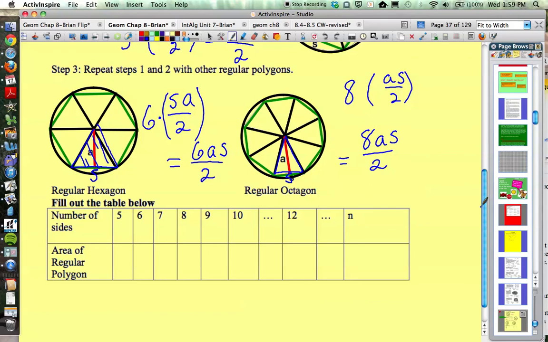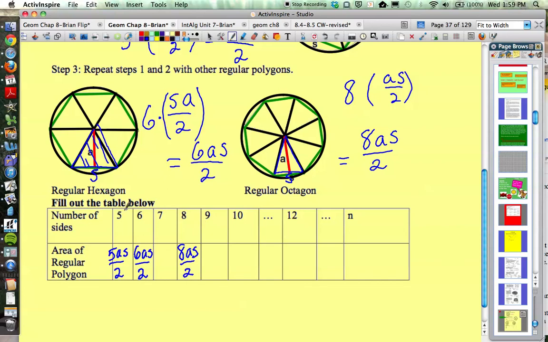Okay, so now let's just see if we can generalize this to an overall formula for any regular polygon. We looked at a pentagon, a hexagon, and an octagon, but you probably are noticing that there are some patterns here that could be applied to any regular polygon. So let's just start to fill out our table here. We had a pentagon, which was 5 times A times S divided by 2. That was the area of the pentagon. We had a hexagon, which was 6 times A times S divided by 2. And we had an octagon that was 8 times A times S divided by 2.